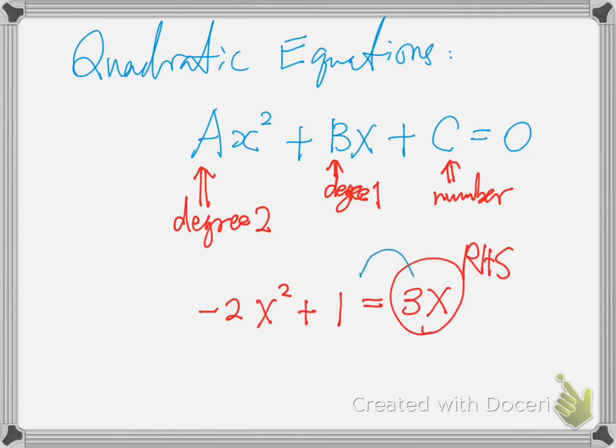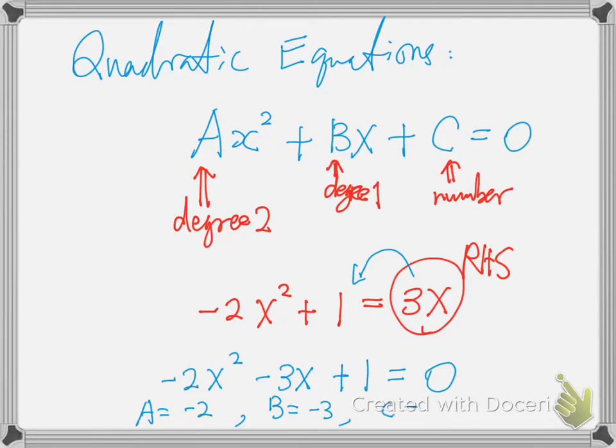You have to make the right hand side equal to 0 by moving 3x to the left and reorder them. First, the degree 2 term, negative 2x squared, and then 3x moved in the middle, so it's negative 3x, and finally the number term, positive 1. The right hand side has to be 0. Then we got a, b, c. a is negative 2, b is negative 3, and c is 1.